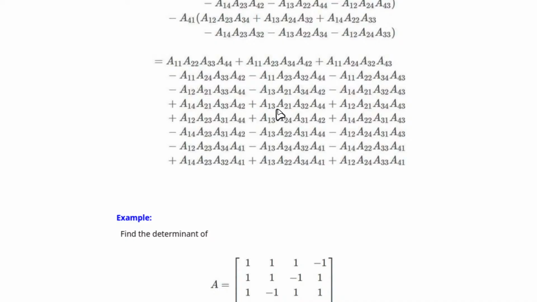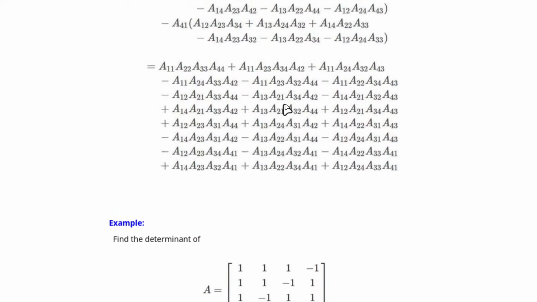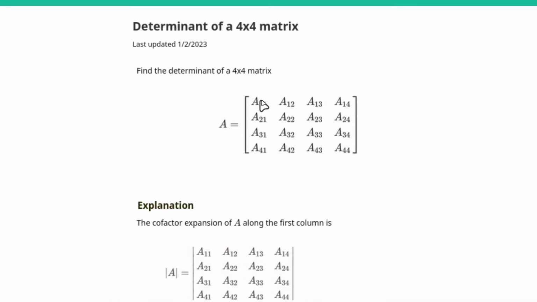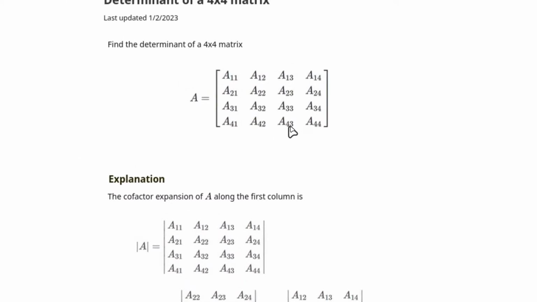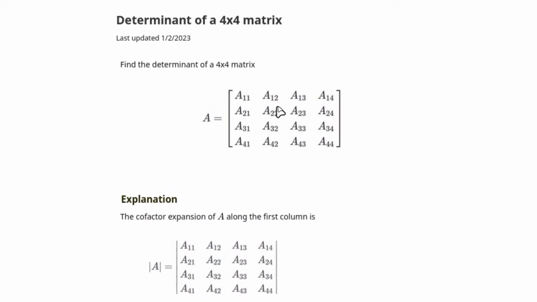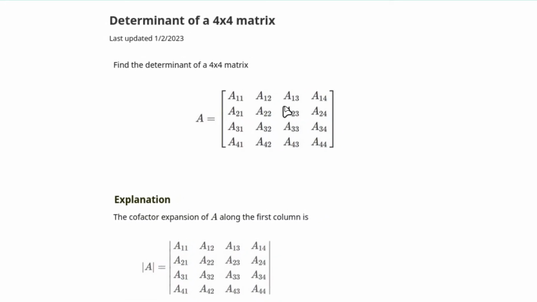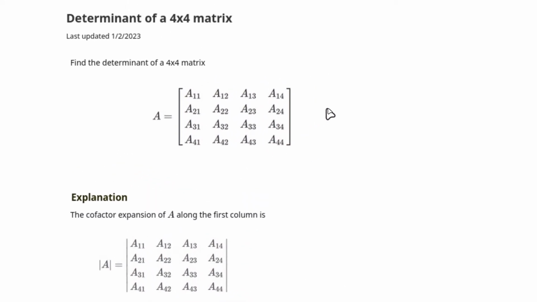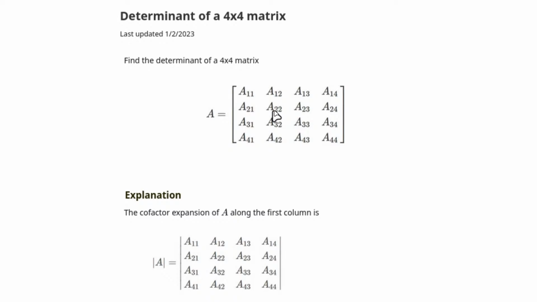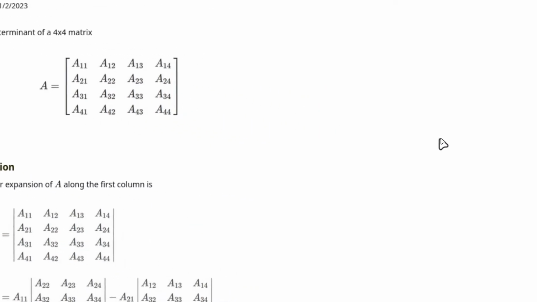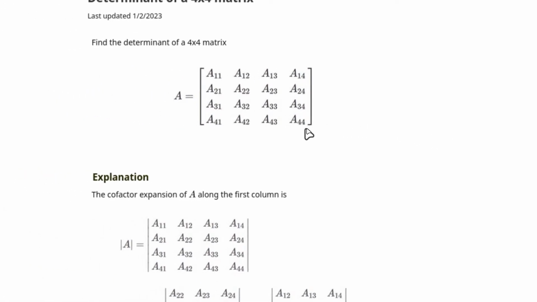Now, suppose it was 5 cross 5. Then what do you need to do? Suppose there were extra rows. Then in those extra rows you need to find A22. For A22 you need to find the 4 cross 4 matrix. Then for the 4 cross 4 matrix you need to find its 3 cross 3 matrices, and the determinant of the 3 cross 3. So this is how it goes. It's a recursive function. Do you get it?